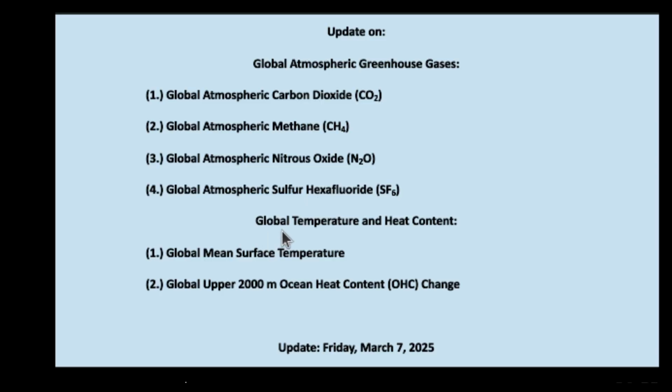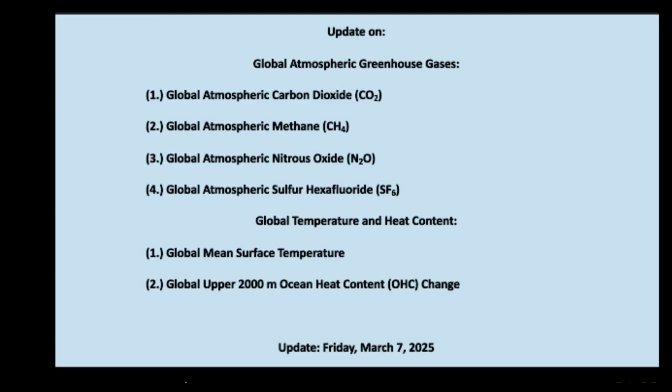And what do they drive in terms of climate change? For example, the global temperature and the heat content. The global mean surface temperature is that of this lower atmosphere near the surface of the Earth and of the surface of the ocean, and the global upper 2,000 meter ocean heat content change that we're also going to look at. That's the amount of energy from the surface of the ocean down to about 2,000 meters or 6,000 feet below the surface of the ocean. That's what we're going to look at too.